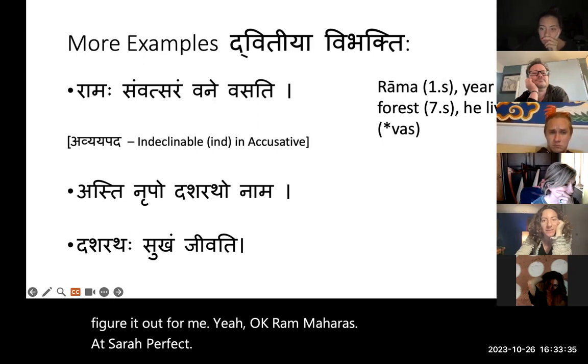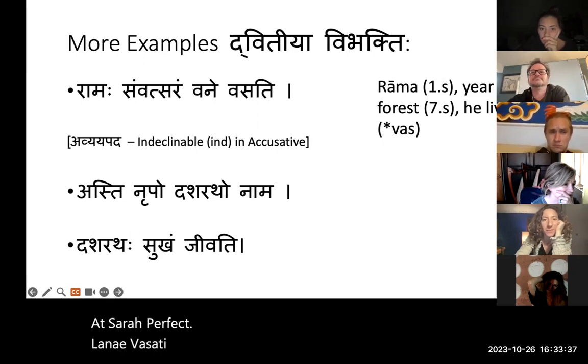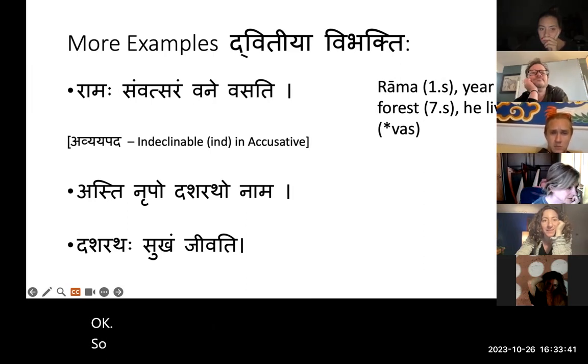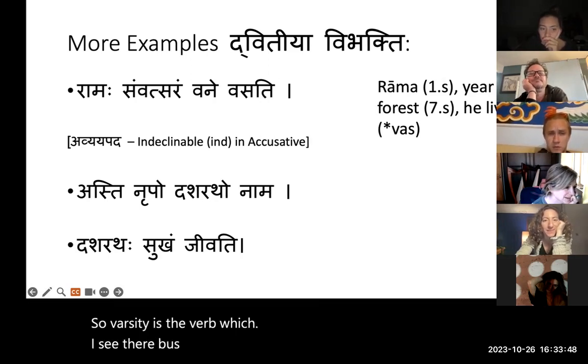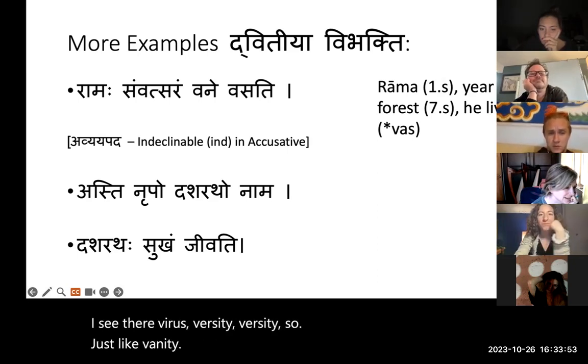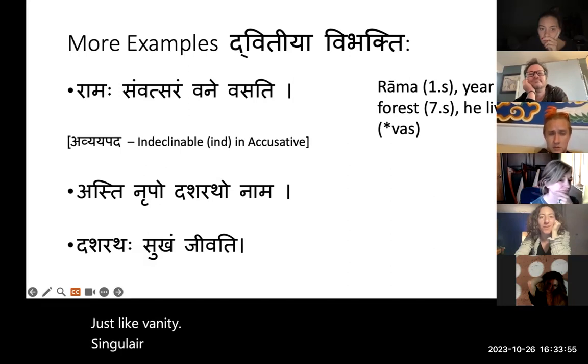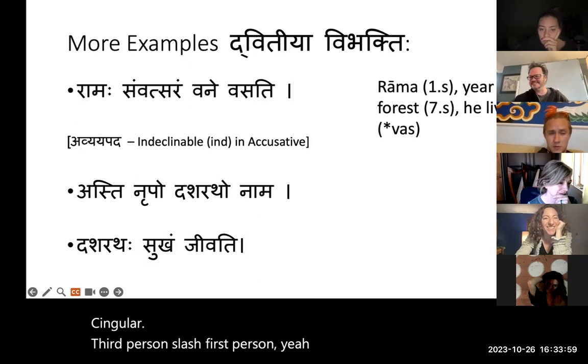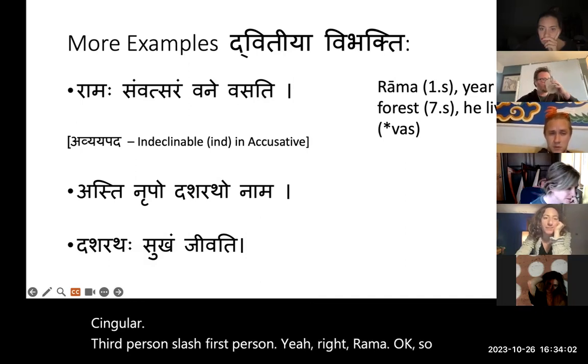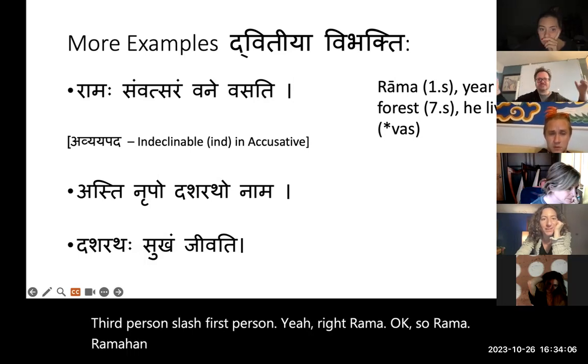Vane vasati. Okay. So vasati is the verb, which I see there. Vasati. So singular, just like vadati. Singular third person. Yeah, right. Rāma. Okay, so Rāmaḥ is the subject you found.